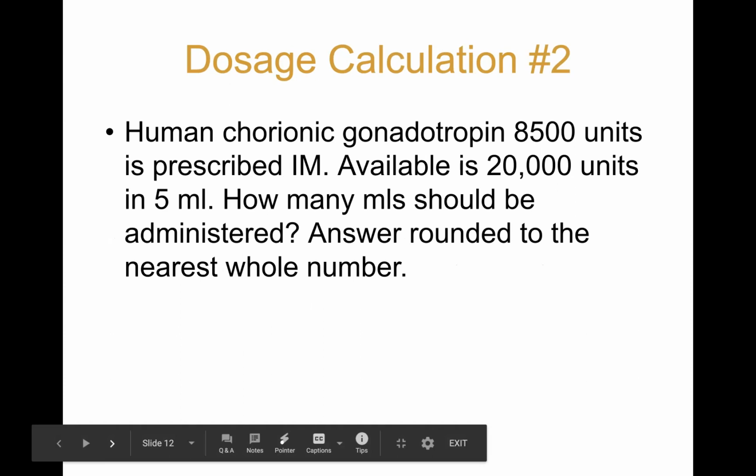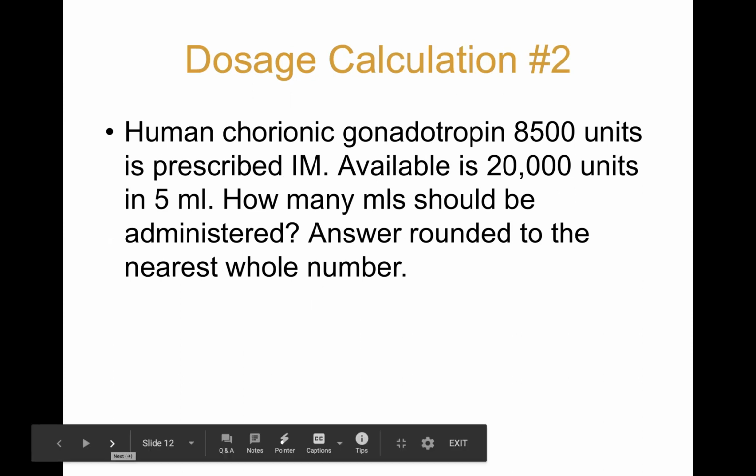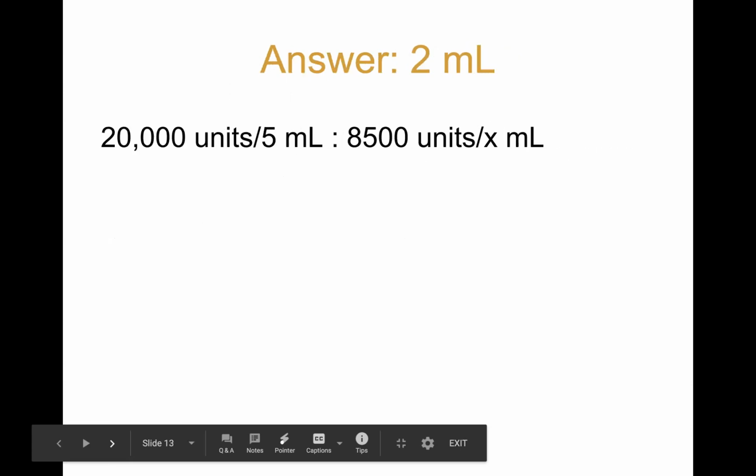Human chorionic gonadotropin, HCG, 8,500 units is prescribed IM. It's available 20,000 units in 5 milliliters because it's a multi-dose vial. How many milliliters should be administered? Pause. I'm going to go to the next slide. You should have 2 milliliters.